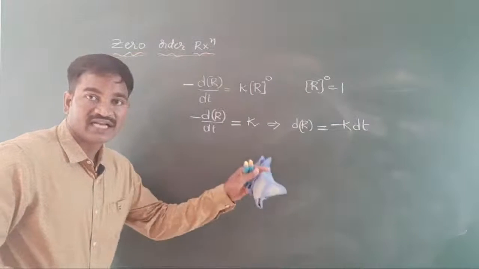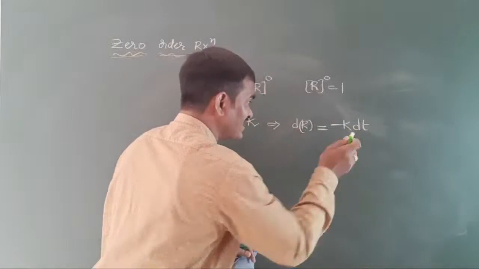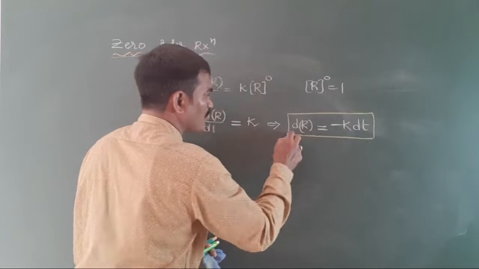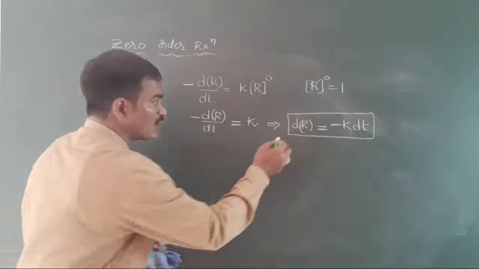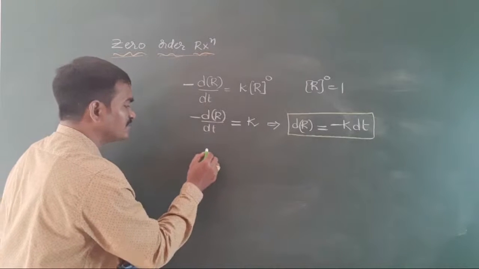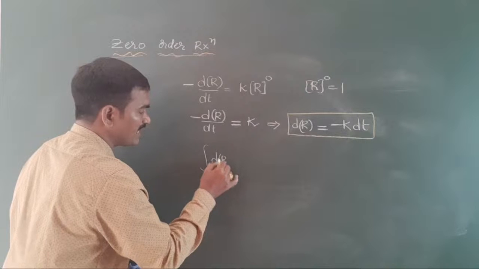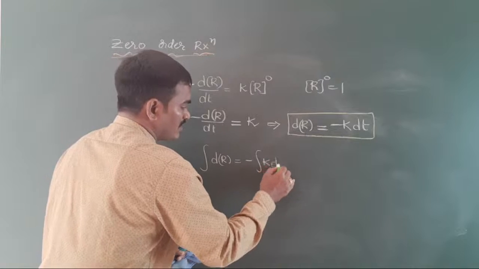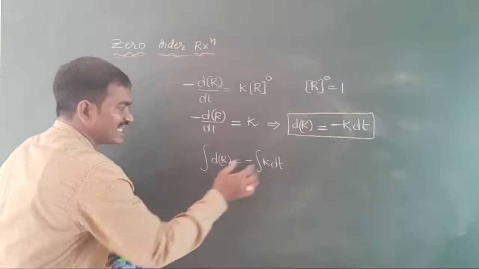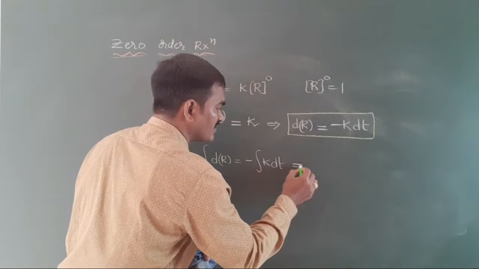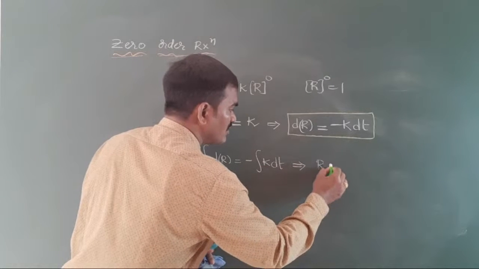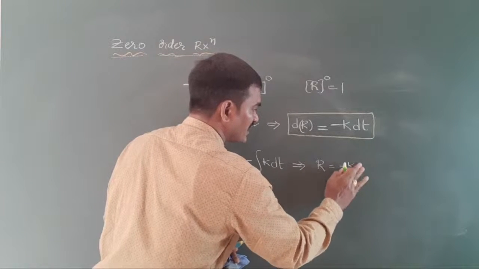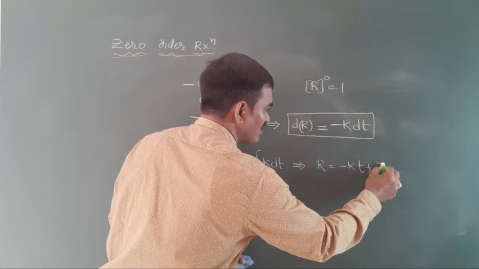Okay. So now what do we have to do? Here both sides integrate. So this equation is there, no? Both sides take integration. So if you take integration on both sides, here I am writing the integral of dR is equal to minus k, you can take, integral of dt. So if you do integration, this term will be converted like this: R is equal to minus kt plus I, after doing integration.